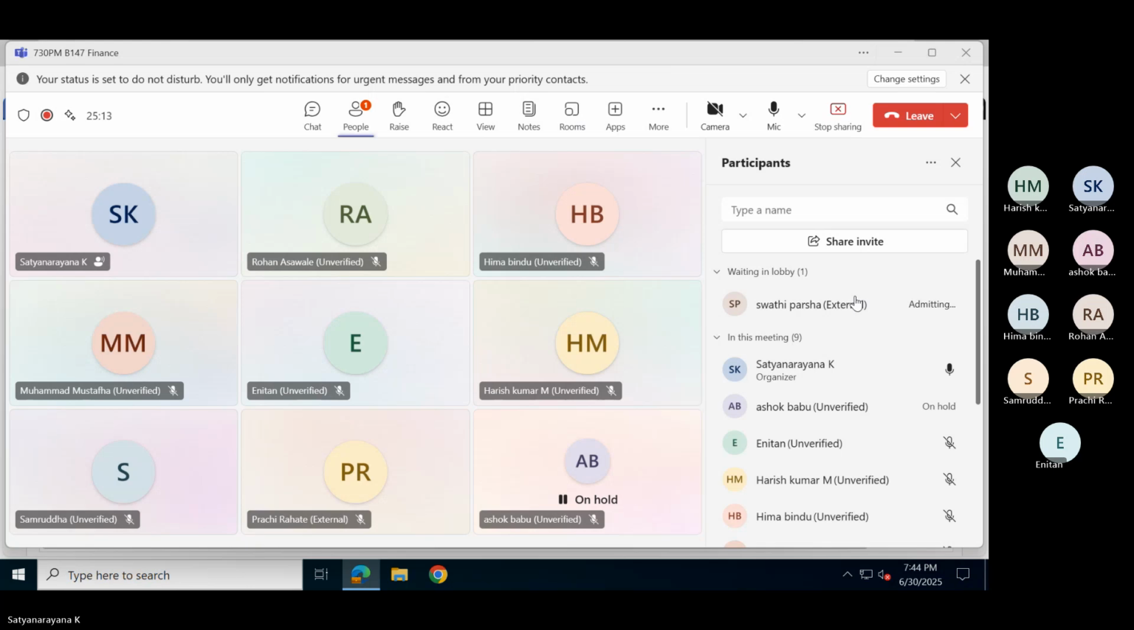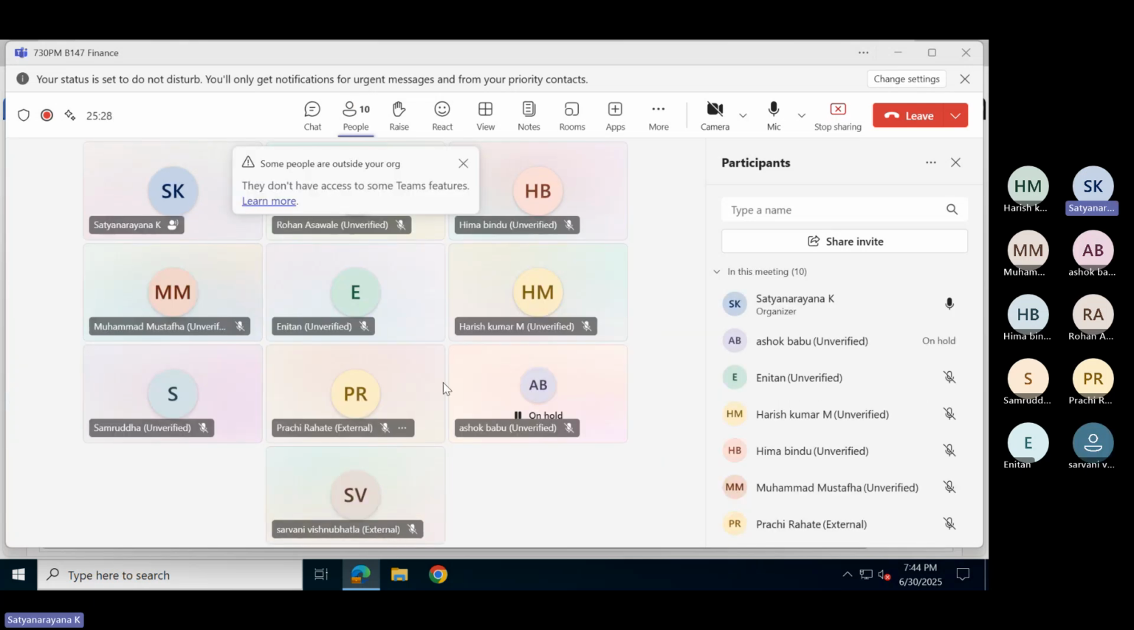Okay, fine. So she is not able to join. She tried n number of times. Shravani, she is able to join. Okay.